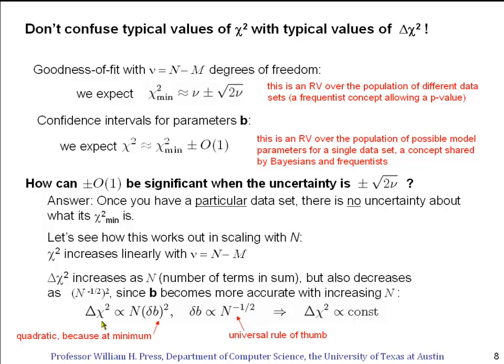We're at the minimum of the chi-squared function. Now remember our universal rule of thumb at the beginning of this segment, and you'll see why we introduced it there. The universal rule of thumb says that delta b, the accuracy on the fitted parameter, is getting more accurate as n to the minus a half. So if you put n to the minus a half inside here and square it, it'll cancel that n, and you'll see that it all works out consistently. Delta chi-squared can be constant.